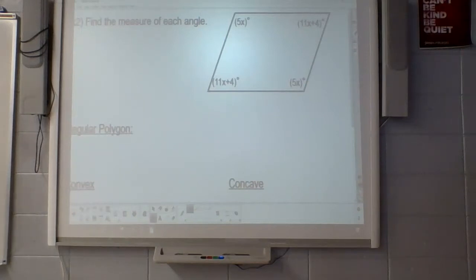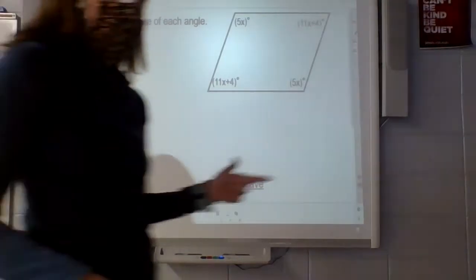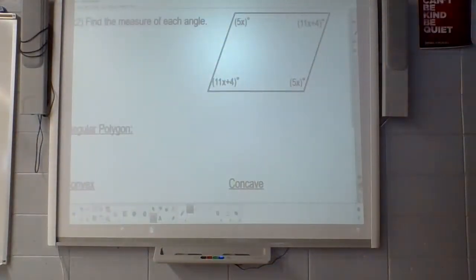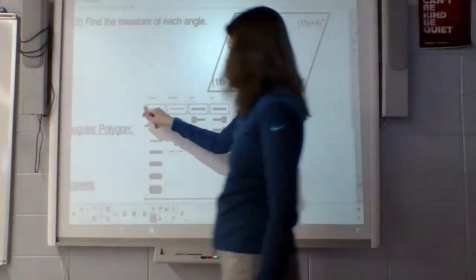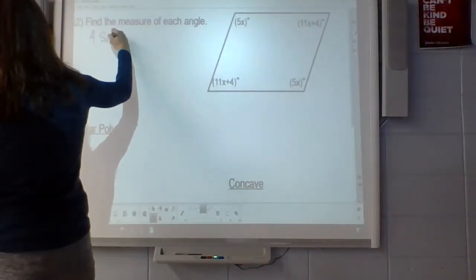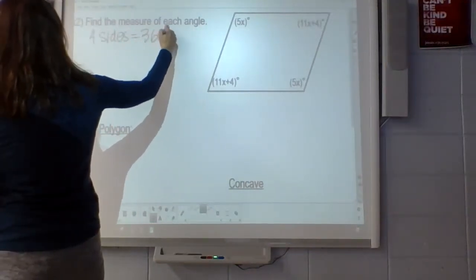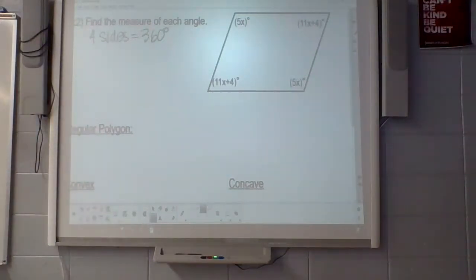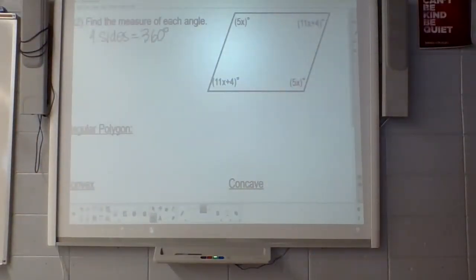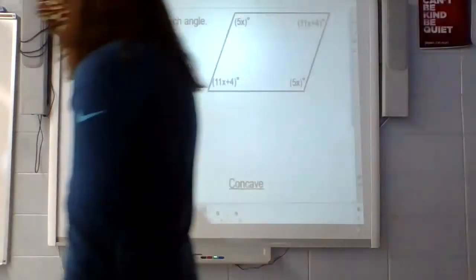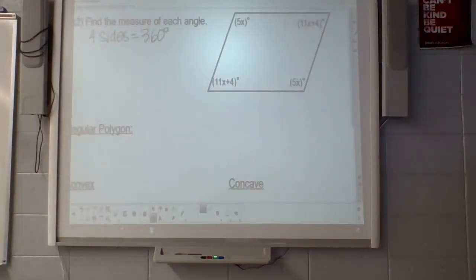If I set those opposite angles equal to each other, they just cancel out. But what do I know about the sum of the angles of this shape? It adds up to 360. This is a 4-sided shape, so the sum of the interior angles adds to 360, either based off our chart or based off our formula, n minus 2 times 180. 360 is one you're going to want to just know. We're going to use that one a ton, so hopefully you'll be comfortable with it.